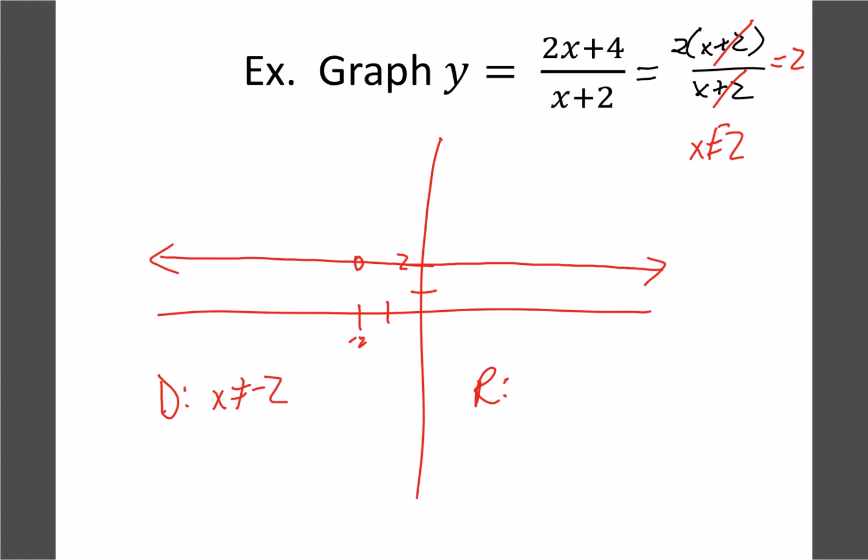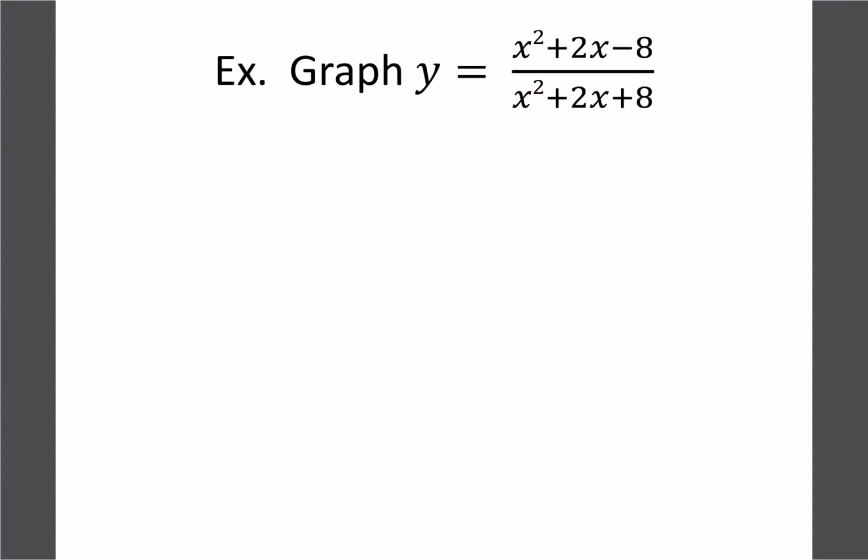And our range in this case is pretty simple. We only get 2. Every point on the graph is just a line going through 2. And that's it for that one. So that's pretty easy. Let's try another one here that's a little bit different.